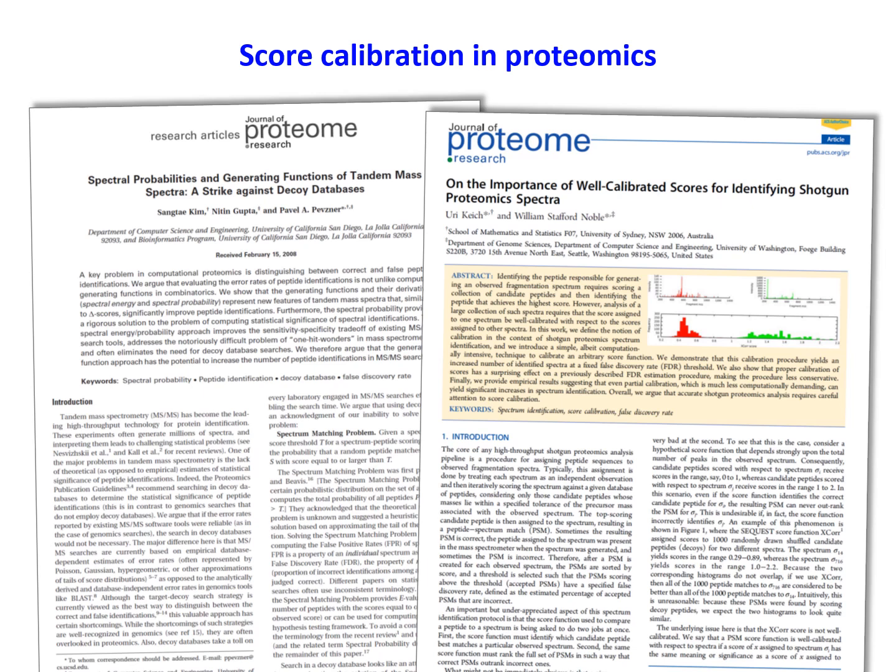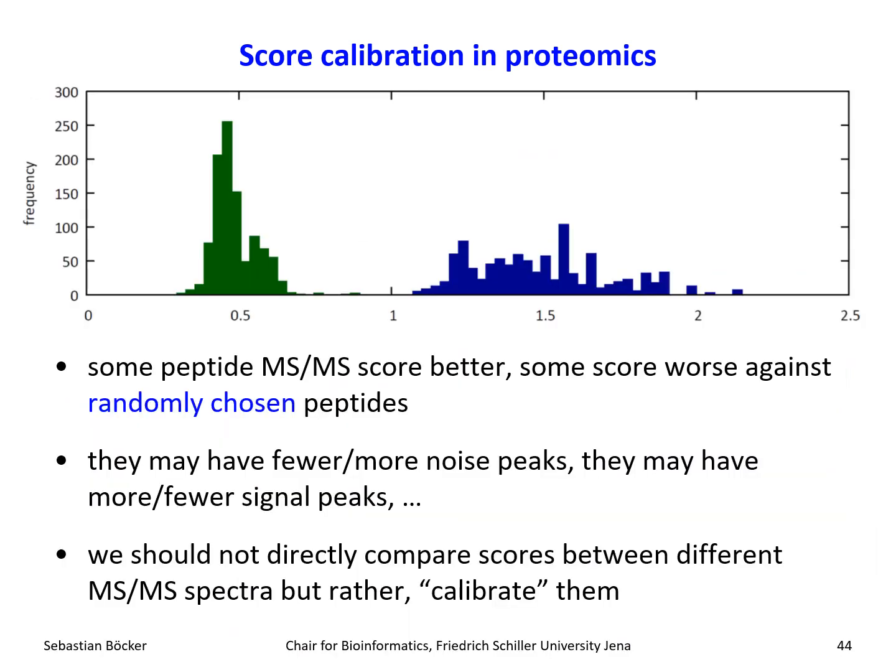But okay, we have our score. So what can we say then? Something like a p-value. We simply see that certain query spectra produce a different distribution of scores against randomly chosen peptides. That's simply because some spectra have more peaks or more noise peaks, more explainable peaks, more signal peaks, whatever. And that means they get better scores by our score metric. And so we should not directly compare those scores, but rather calibrate them.